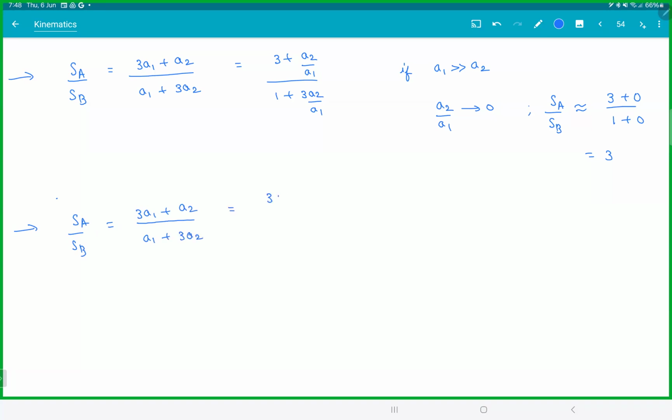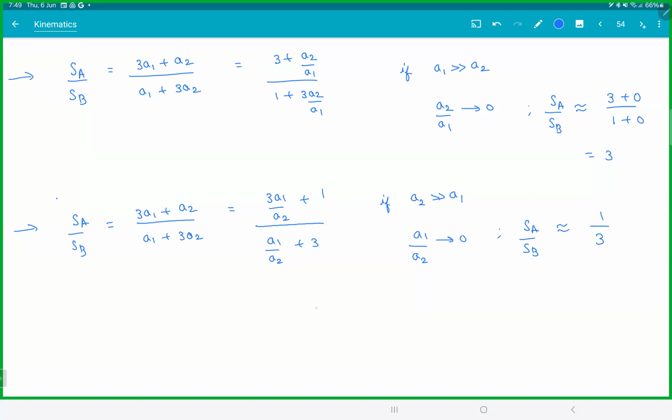Divide by A2, so 3A1 by A2 plus 1, which is A1 by A2 plus 3. Now this time do the reverse. A2 is much, much greater than A1. Meaning if train 2 is going with huge acceleration, then A1 by A2 will tend to 0. In this case, the ratio SA by SB will be approximately equal to 1 by 3.